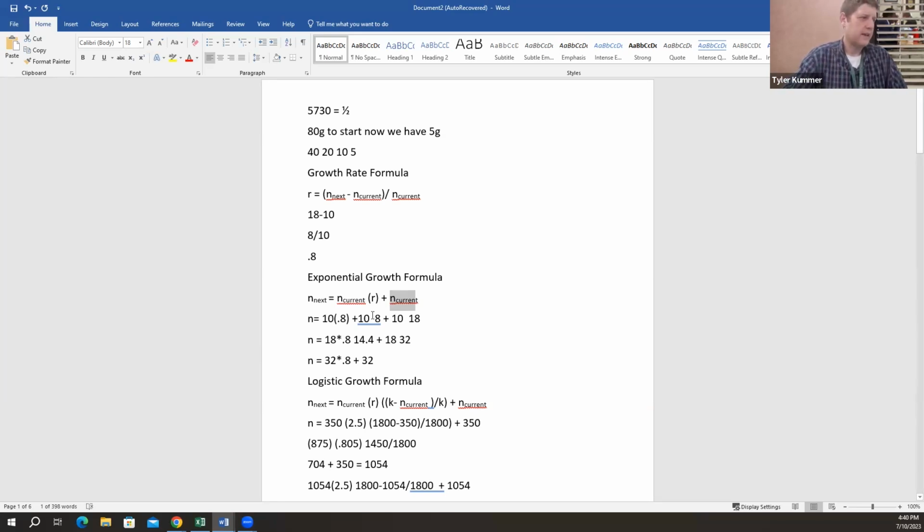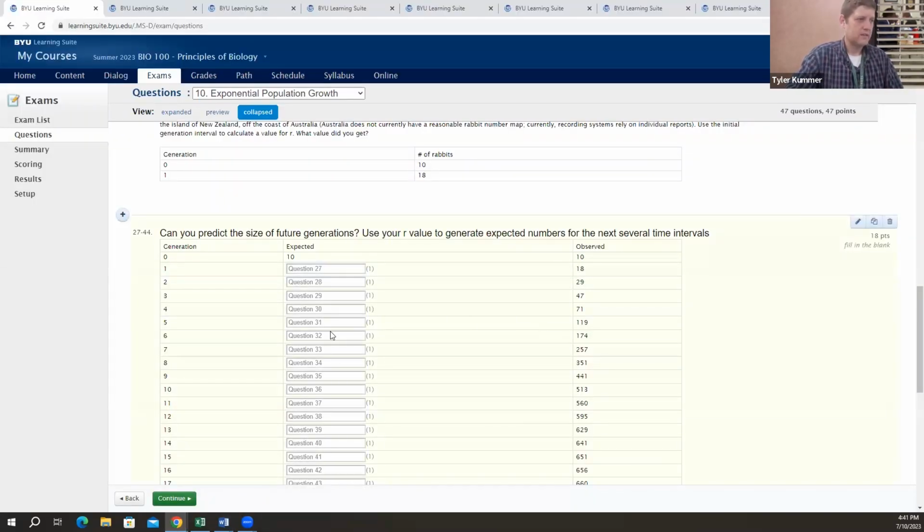So 10 times 0.8 gets us that 8. We add it to that 10, and that gives us our next generation. We predict it will be 18. Then we go from there. 18 times 0.8, times the growth rate again. That gets us to 14.4. We add that to 18. So 14 plus 18 gets us to 32. And then the next time we do 32 times 0.8, and we add that to 32. And that's how we go through stepwise and do this.